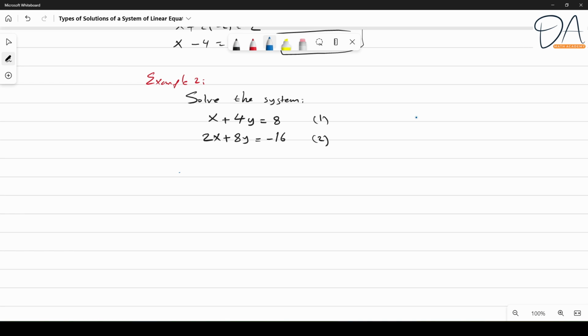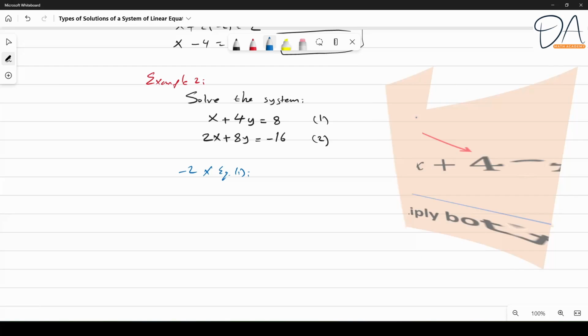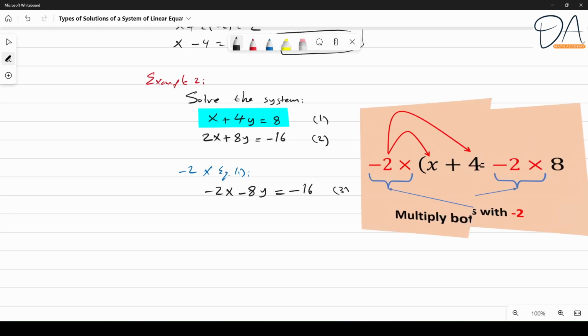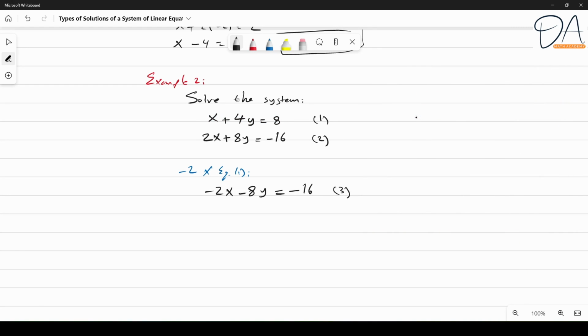So minus 2 times the first equation, so multiply both sides. Minus 2 times x gives you minus 2x. And then minus 2 times 4y gives you minus 8y equals, again, minus 2 times 8, that gives us minus 16. And let's call this equation 3. Now we can see that the coefficients of x in equations 2 and 3 are opposite to each other. So then we'll add these, to cancel x out.